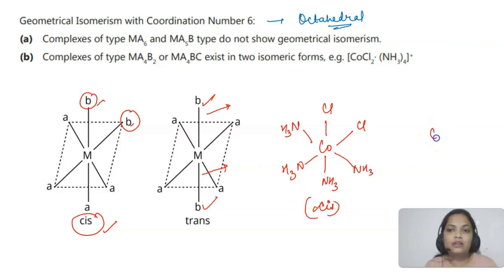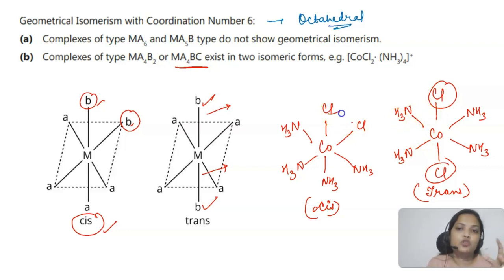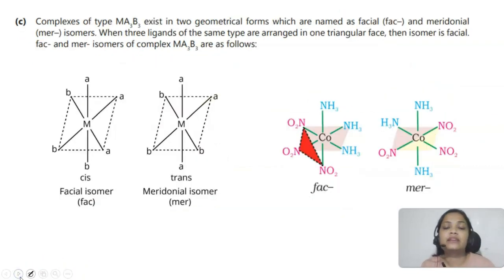And trans form क्या होगी students? You can draw it very easily. 2 chlorine will be opposite to each other. That's what we have been discussing, and rest 4 positions will be occupied by the ammonia ligands. So this will be your trans form. Okay, so this is the trans form that we are having. Fine. तो A4B2 और ऐसे A4BC भी हो सकता है. BC means these two groups can be different also. 4 एक जैसे, 2 अलग अलग, तो वो जो 2 अलग अलग हैं यहाँ पर होंगे like chlorine और NO2 if I write. So if they are opposite, so that will be trans. All right. Next, A3B3.